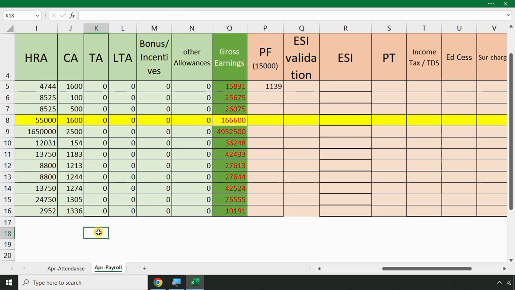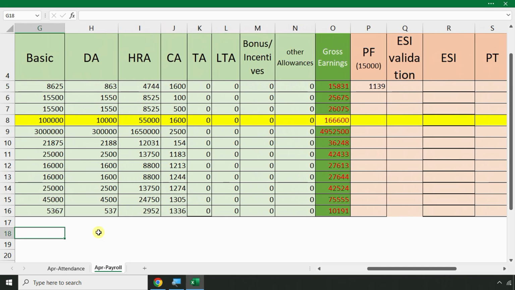Now you see 1139. How come 1139? Yes, we will count for one employee. Basic plus DA. What is basic plus DA? 9,000. So on this amount how much? 12%. So how much? 1139.